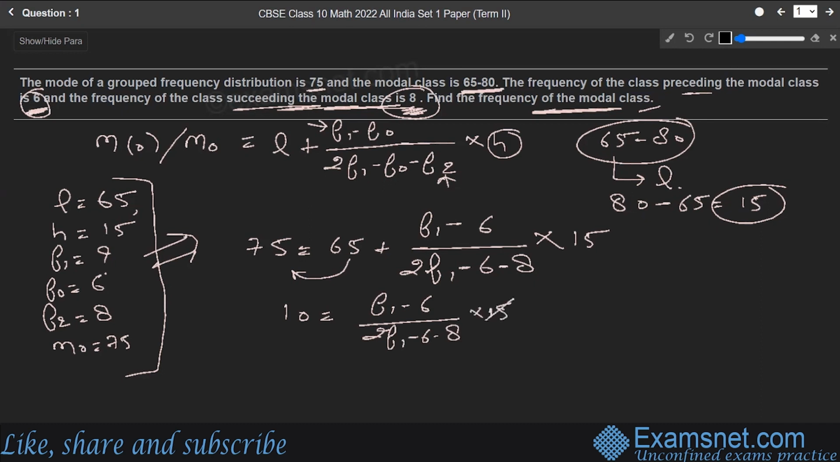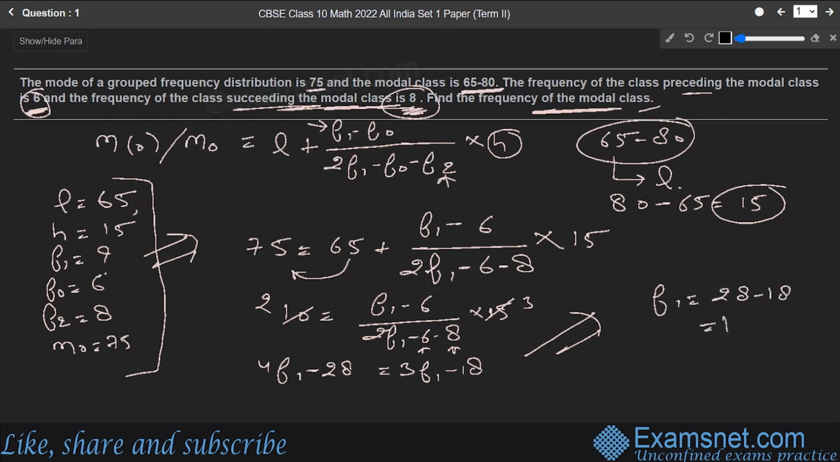You can cut down this 15 and 10 from both sides. This is going to be 5 by 2 and 5 by 3, then we can easily cross multiply. If you cross multiply, this is 4f1 minus 6 minus 8 is going to be minus 14. If you multiply that with 2, it is going to be minus 28, equal to 3 times (f1 minus 6), that is 3f1 minus 18. After solving this equation, we get the f1 value as 28 minus 18, that is going to be 10. So that is the right answer. The frequency of the modal class is 10.